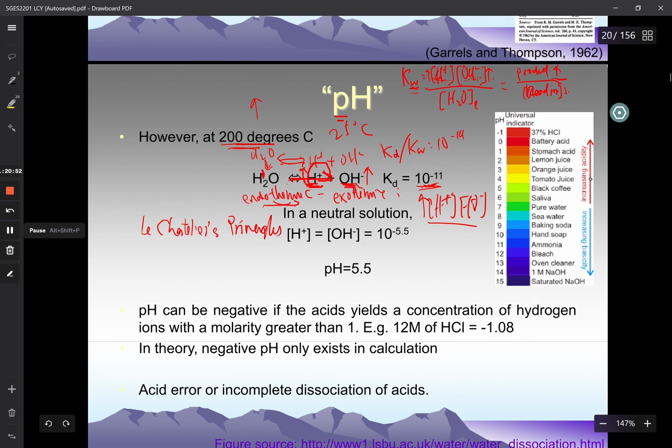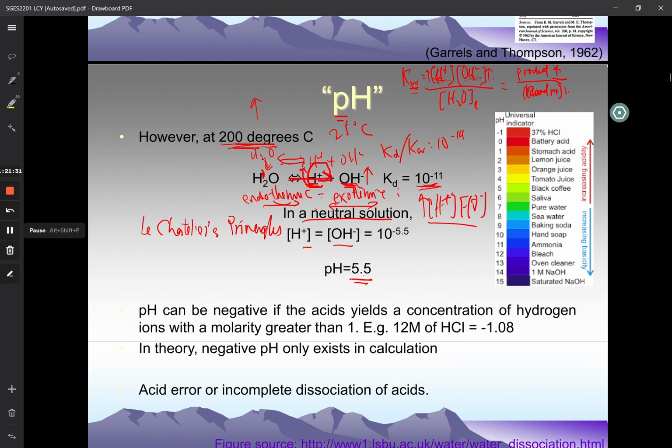when the solution is at a different temperature, we have to take note about the types of reaction, whether the forward reaction is endothermic or exothermic, right? So we have to take note about that. So in neutral solution, the H and OH are equal, with a pH of 5.5, right? It doesn't mean that at 200 degrees Celsius, when you measure the water and get a pH of 5.5, the water is actually acidic.